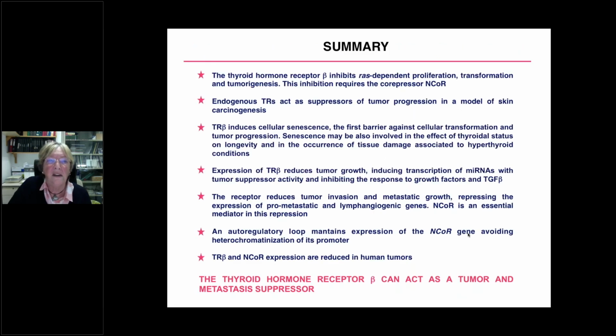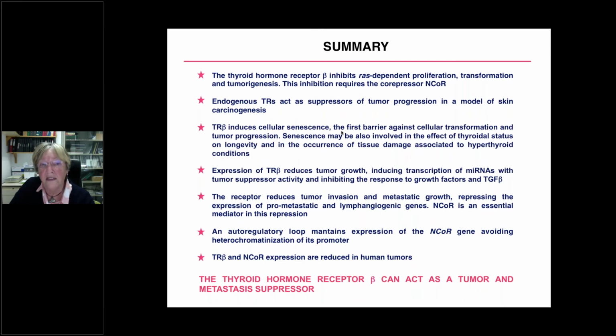Then, in summary, we have seen that the thyroid hormone receptor beta inhibits drug-dependent proliferation, transformation, and tumorigenesis. This inhibition requires the co-repressor NCOR. Endogenous TRs act as suppressors of tumor progression in a model of skin carcinogenesis with mutation of RAS. TR-beta induces cellular senescence, which, as I told you, is the first barrier in cellular transformation and tumor progression.